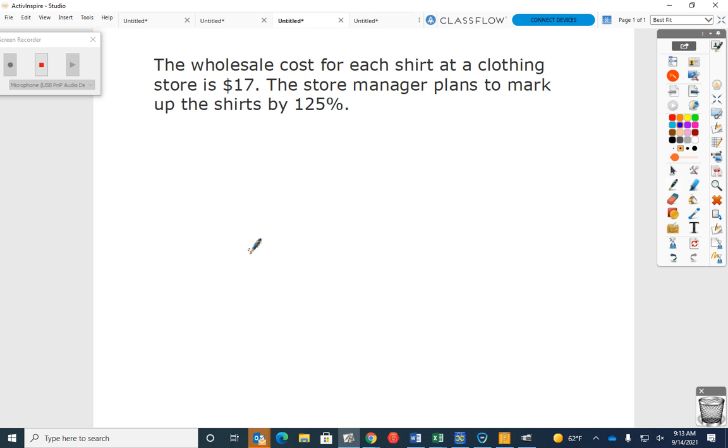So, what we're going to do here, first of all, this guy buys all these shirts for $17 each, right? And in order to determine how much he's going to sell them for, he says he's going to mark them up 125%. So we're going to find the selling price, right? Do you think anything's going to change on how we do this? No. We need to convert this to a what?